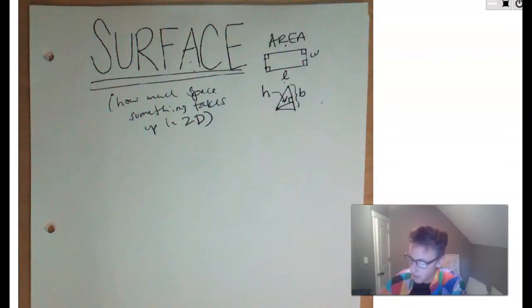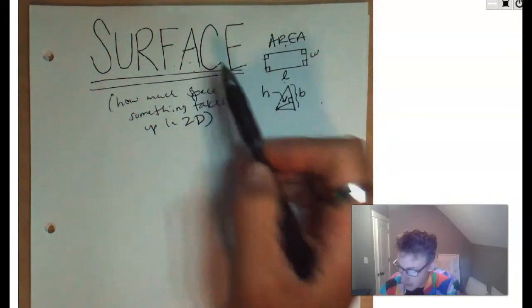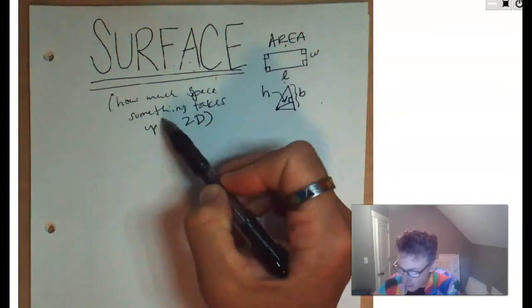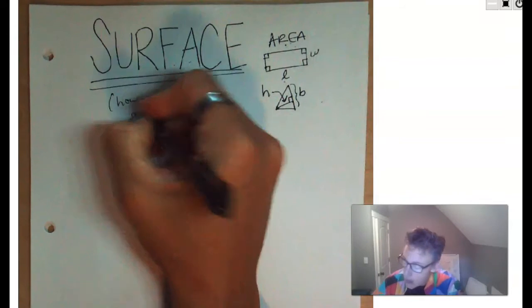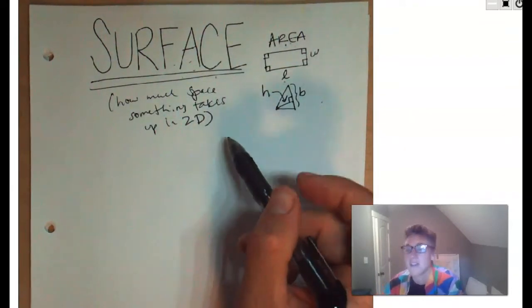What's up, scholars? Today we're talking about surface area, which is literally the area a surface takes up, aka how much space something takes up in two dimensions. Now, you've been finding area for a very long time.